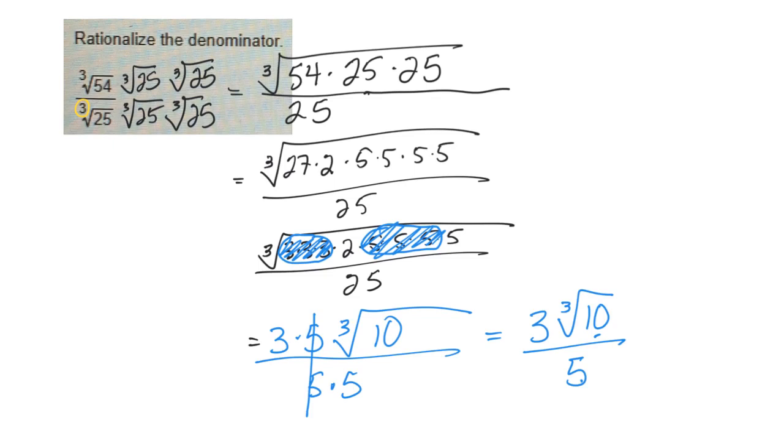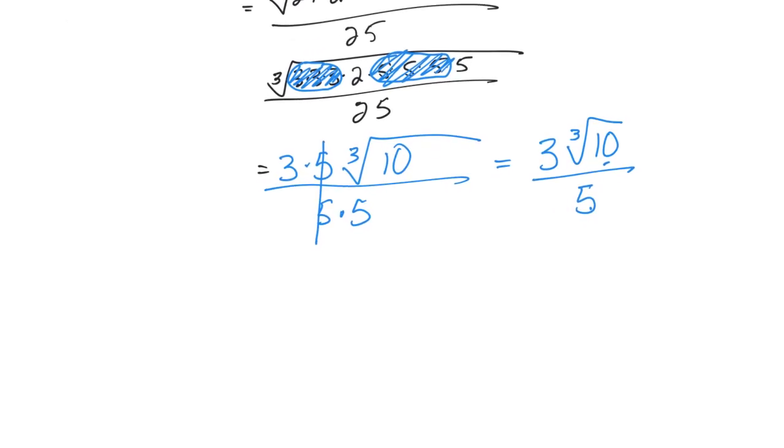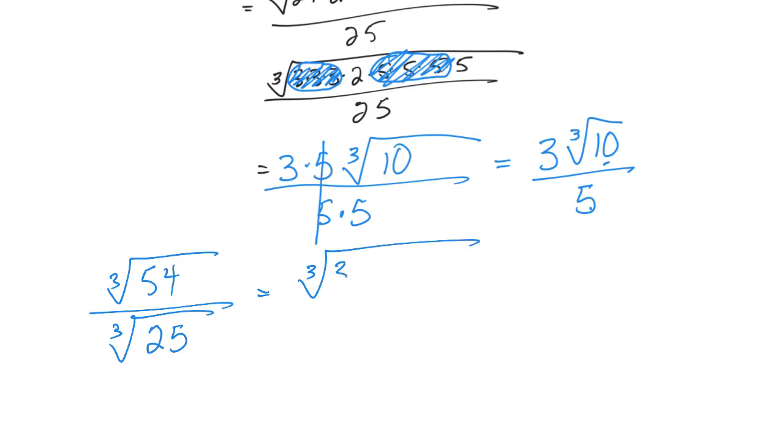Now, another way you could have done that is this way. So cube root 54 over cube root 25. So cube root 54, let's do the 3 times 3 times 2 thing again. And on the bottom, let's split up that 25 into 5 and 5. So when I multiply to try and rationalize the denominator, I want to multiply by something that will be able to get rid of the denominator for me.